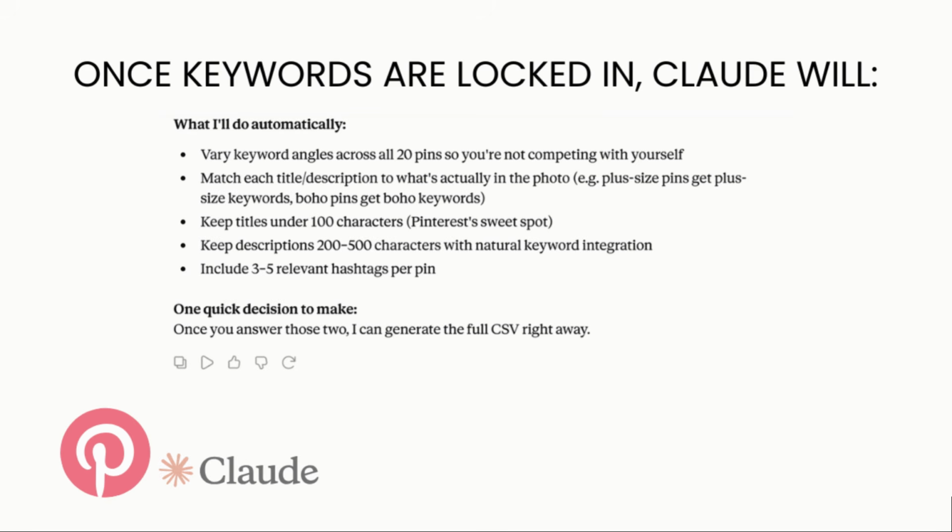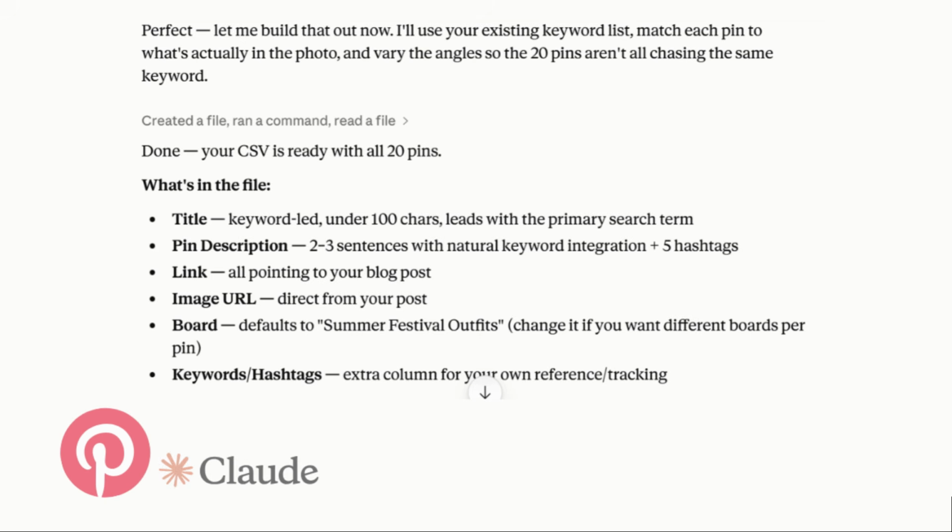It can vary the keyword angles across all of the 20 pins, match the title and description to what's actually in the photo, keep the titles under 100 characters, keep the descriptions, basically keep everything within Pinterest rules. Once it had that, it basically started building my CSV. So here's what happened the first time.